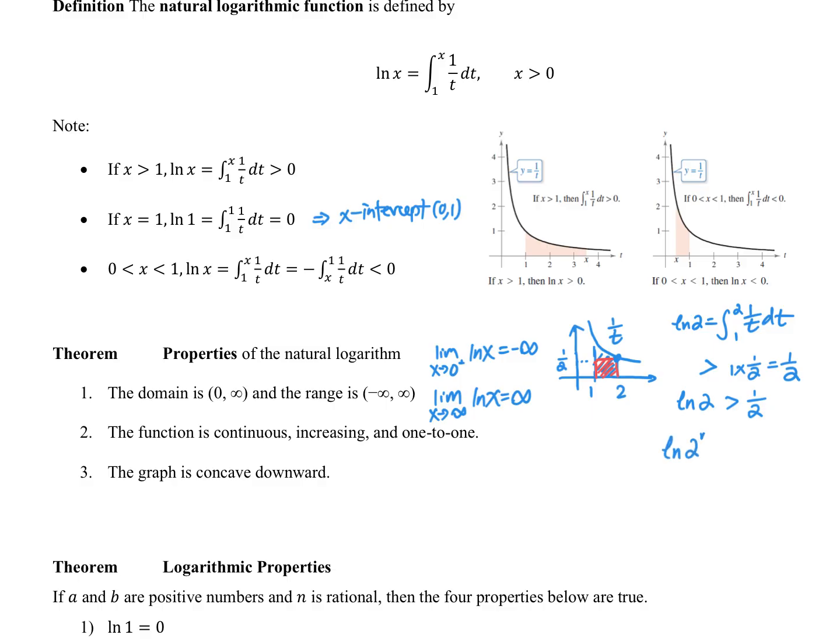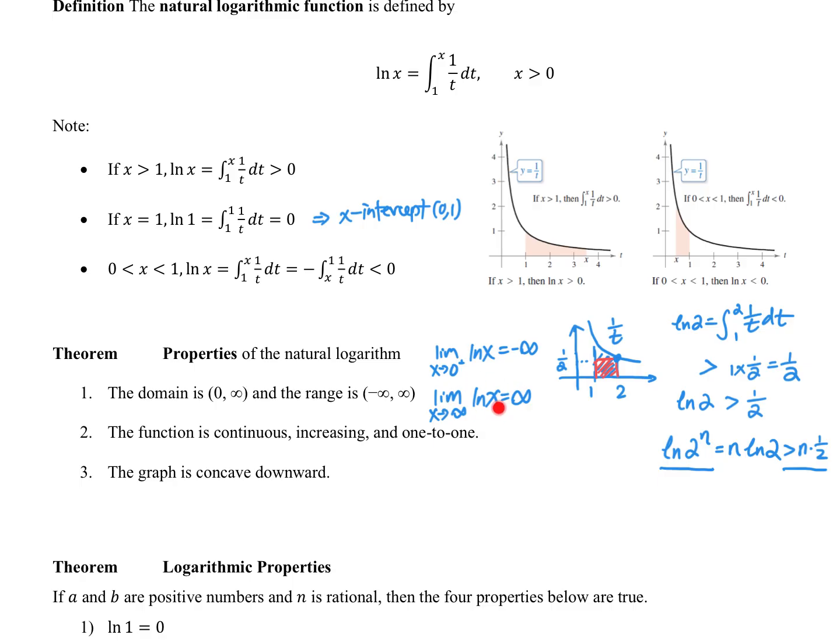Now next, let's take a look at ln of 2 to the power n. There is a property that we will shortly prove, so that this is equal to n times ln 2. Basically, this n can be moved to the front of the ln. Now, because ln 2 is greater than 1/2, we can bound this: it is greater than n times 1/2. Basically, this is greater than n times 1/2, which means n over 2.